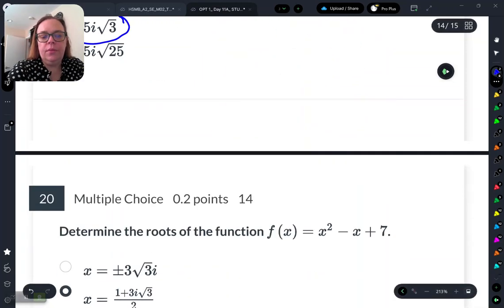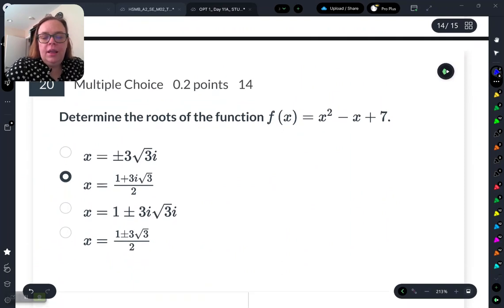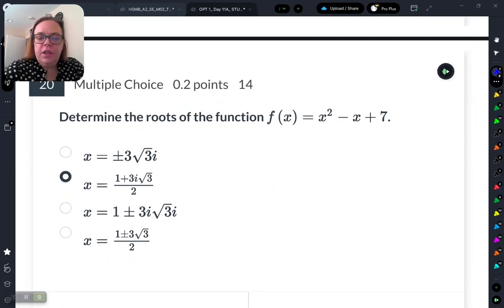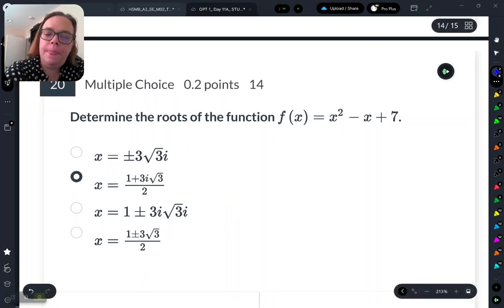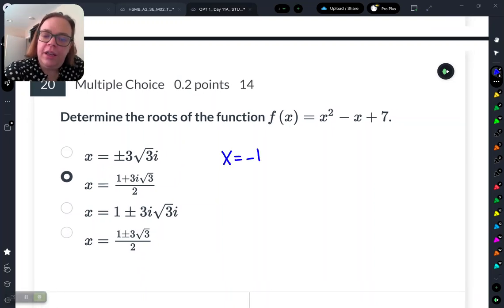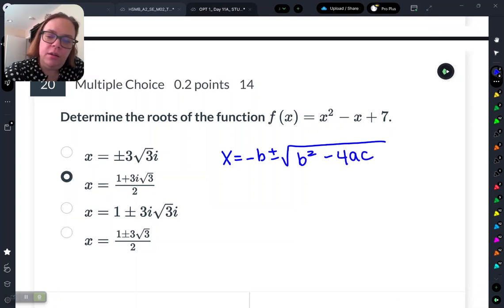Okay, and then number 20, determine the roots of the function. I can see that all of these options look like they're not going to be something that's factorable because they're not integers or even rational numbers. So we could use completing the square, or we could use the quadratic formula. I'm going to choose to use the quadratic formula. So x equals negative b plus or minus square root b squared minus 4ac all over 2a. That is the Pop Goes the Weasel song that kind of goes with it.